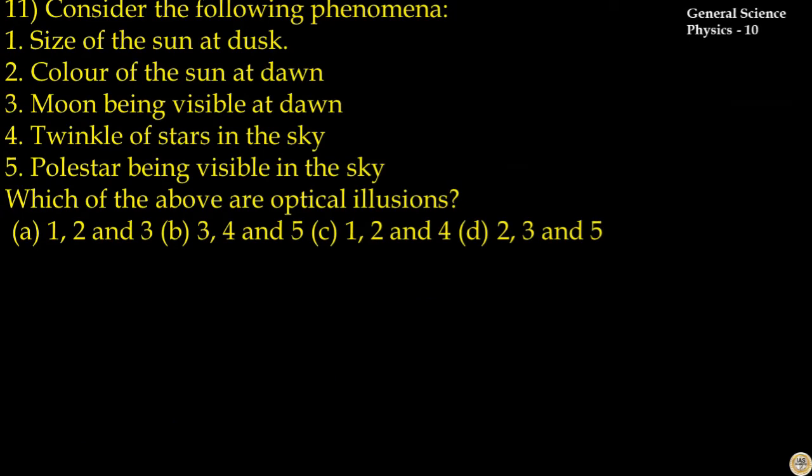Question number 11. Consider the following phenomena: size of the sun at dusk, color of the sun at dawn, moon being visible at dawn, twinkle of stars in the sky, pole star being visible in the sky. Which of the above are optical illusions?